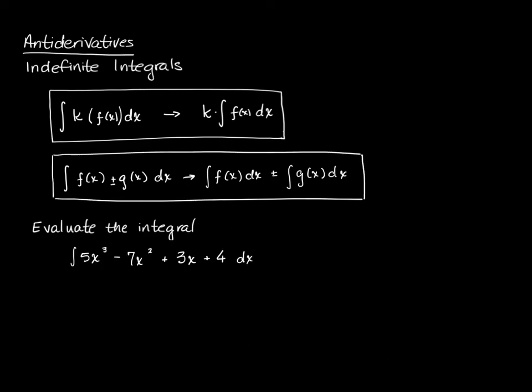Evaluate the integral 5x cubed minus 7x squared plus 3x plus 4. We can start by separating this into separate integration problems. Take each term and put it into its own integral. Then, within each integral term, if there's a constant in the front of the term, bring that out to the front of the integral.